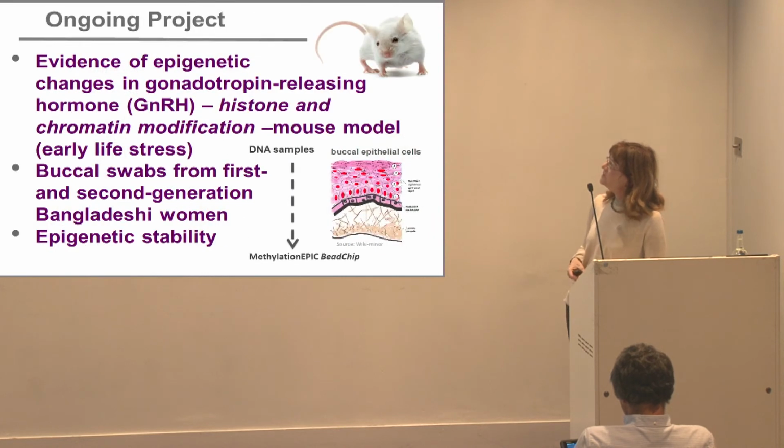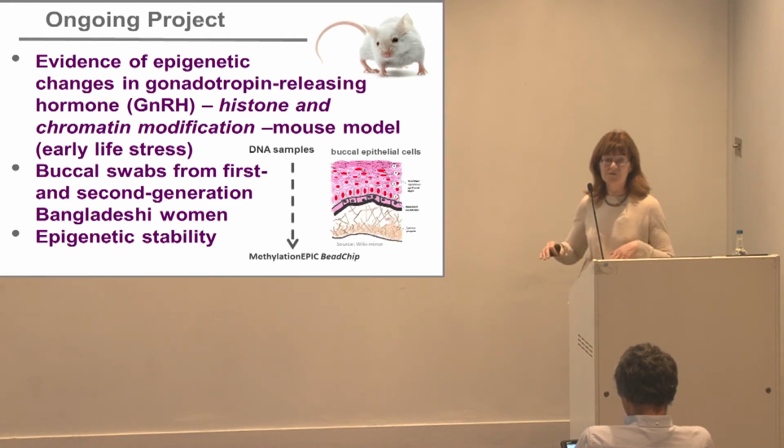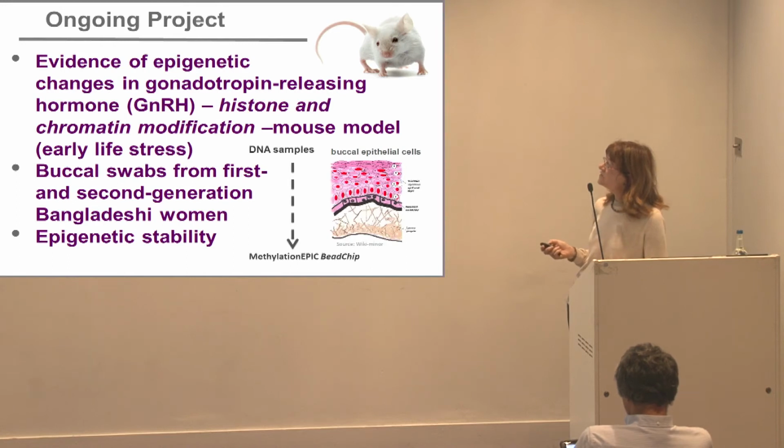What we're trying to do here is look for evidence of epigenetic changes in particular genes that are, if you like, at one of the higher levels, controlling the release of other hormones that I've looked at at a more basal level. So we're looking at this hormone called gonadotropin-releasing hormone, which is released from the hypothalamus, but it controls the cascade of other hormones, even down to the ovary, where we get our reproductive steroids like progesterone.